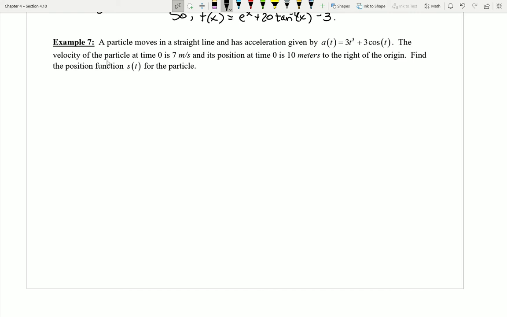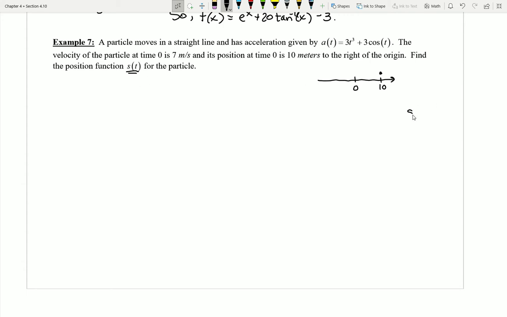And I know that the velocity of the particle at time 0 is 7 meters per second, and the position at time 0 is 10 meters to the right of the origin. So if my particle is moving here on this number line, I know that its start location is over here at the value of 10. So I'm going to attempt to find the position function of the particle.